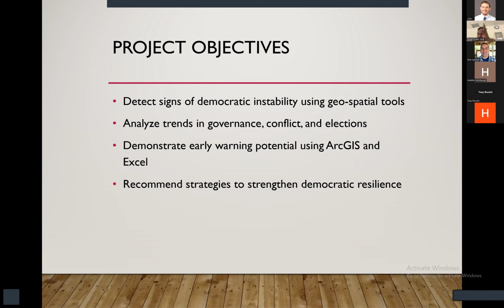By combining these sources, I was able to identify geographic patterns such as hotspots of violence and areas of extremely low voter turnout that could act as an early warning sign of democratic erosion. This type of analysis provides a more visual and predictive approach than relying on political commentary alone. It's about using data to anticipate and ideally help prevent future collapses.